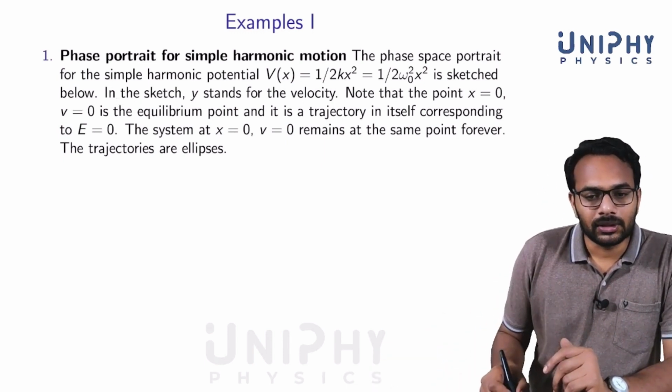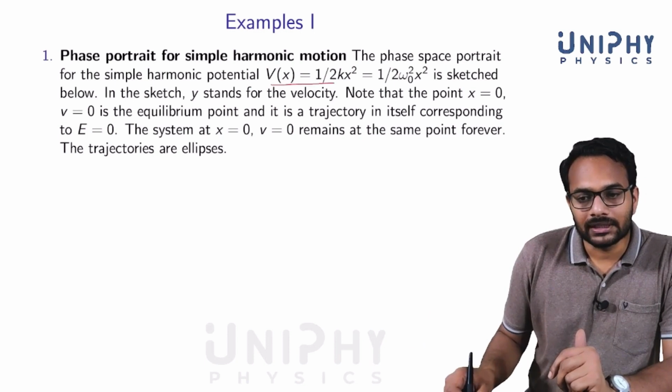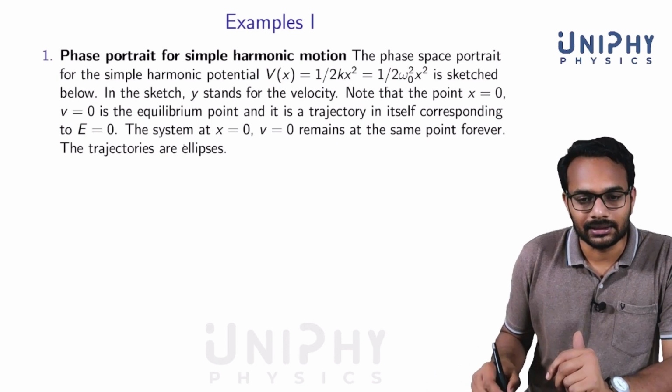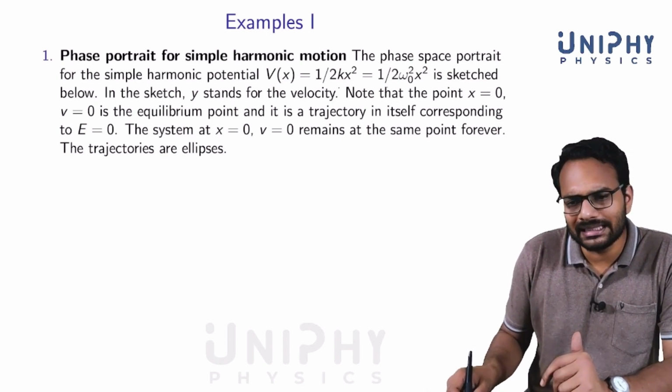The phase space portrait for a simple harmonic potential, V of x equal to half kx squared, which is equal to half omega squared x squared, is sketched. How do we sketch? It's easy to see that this is an ellipse.